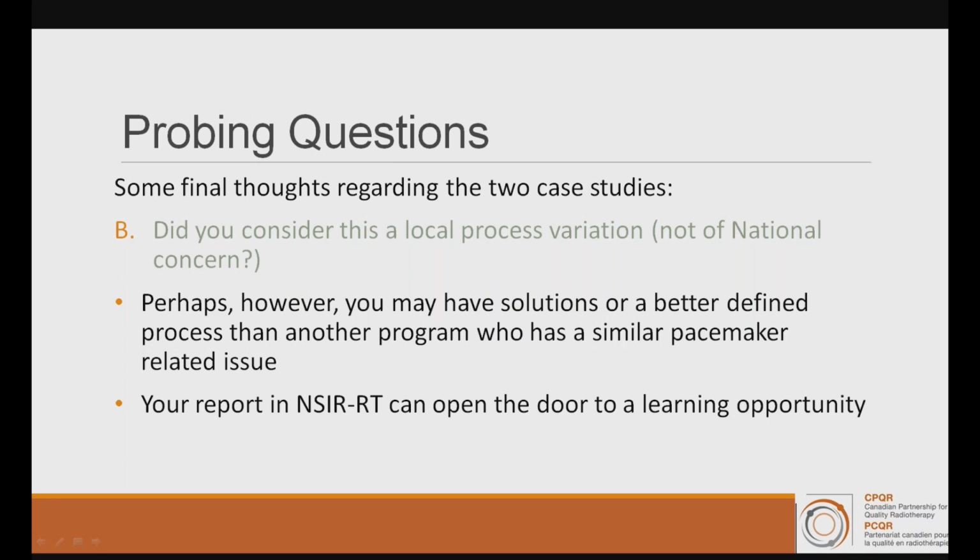So next, do you consider this a local process variation? Maybe, but you might have solutions or a better defined process than another program who has a similar pacemaker related issue. And it may open that learning opportunity. NSER has that communication tool. Maybe I have a pacemaker issue going on in my program, and I really don't have my head wrapped around any type of process. And I'm looking in the system and I find an incident related to pacemaker, and I start reading yours.